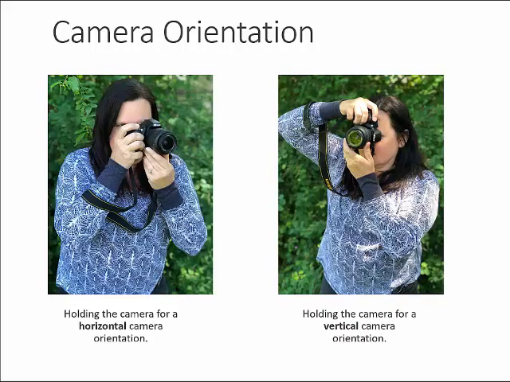We'll get started looking at horizontal and vertical. For the horizontal image, you will need to hold the camera in a horizontal camera orientation as shown in the left image. For the vertical, you'll hold the camera in vertical orientation as shown on the right image.